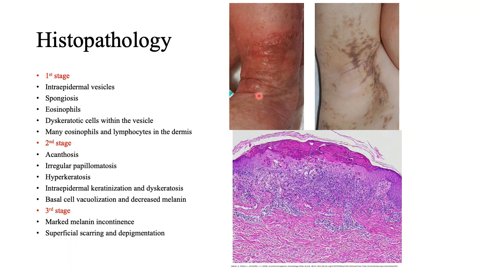These are the pictures of incontinentia pigmenti. These are the clinical pictures showing bullous lesions and pigmentations. And this is the microscopy picture showing diffuse infiltration of lymphocytes and eosinophils.